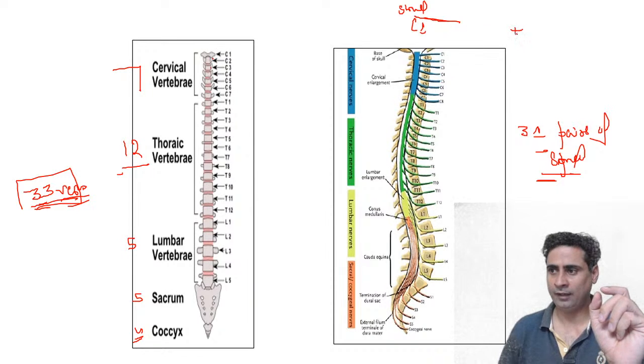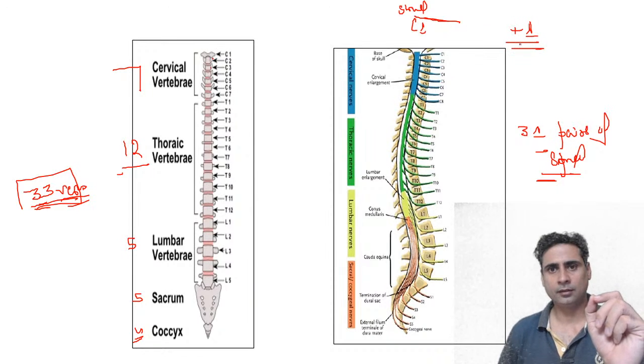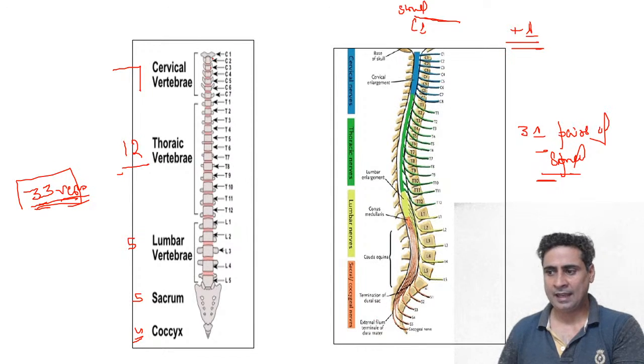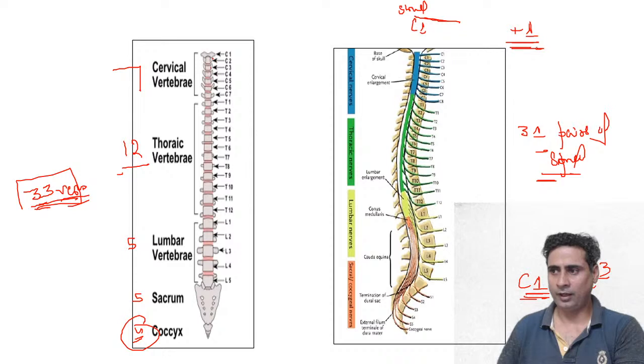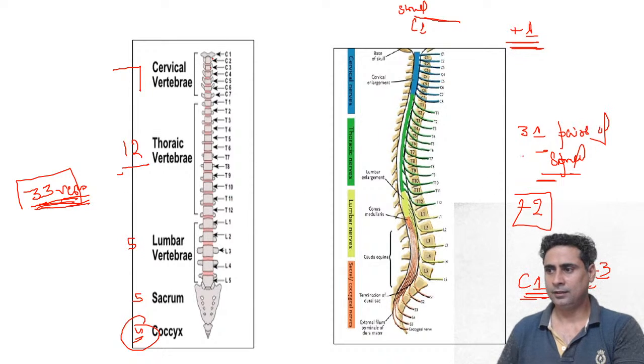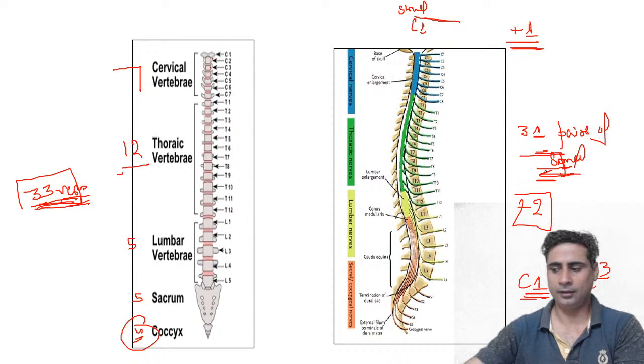So at this level we have plus 1 pair of spinal nerves, and the last pair of spinal nerves is of the coccygeal vertebra. We have 4 coccygeal vertebrae but only 1 pair of coccygeal spinal nerves. So here we are minus 3. So plus 1 minus 3 is minus 2. So 33 vertebrae and 31 pairs of spinal nerves.